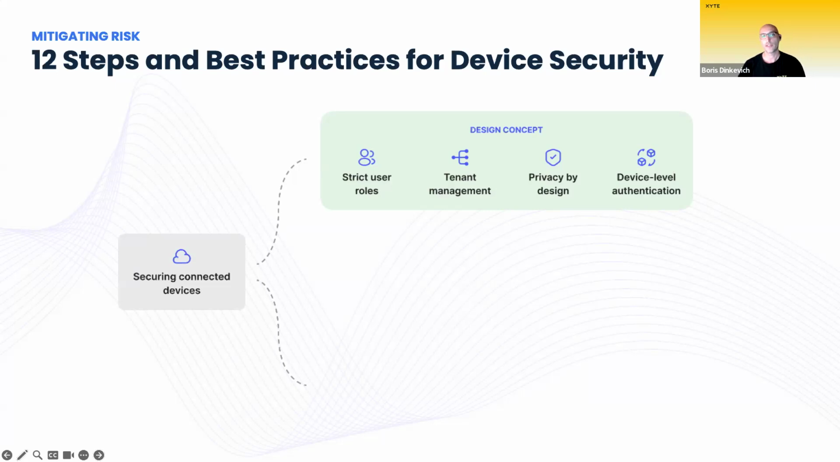And the third one, which sounds kind of obvious, but privacy by design actually means training your team. Most developers, especially if they don't come from the cloud world and the web development, are less aware of the idea of what privacy means.